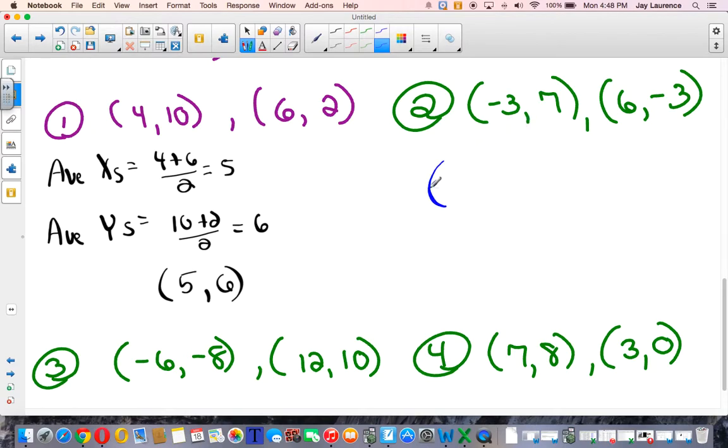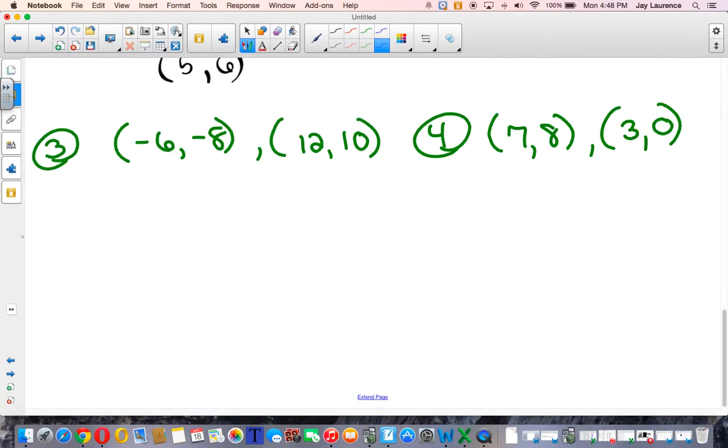The midpoint of number 2 is going to be (1.5, 2), because 6 plus negative 3 is 3, divided by 2 is 1.5, and 7 plus negative 3 is 4, divided by 2 is 2. So that's the midpoint for number 2. Midpoint for number 3, if you haven't done it yet, pause the video. Looks like it's going to be (3, 1). And the midpoint for number 4 looks like it's going to be (5, 4).